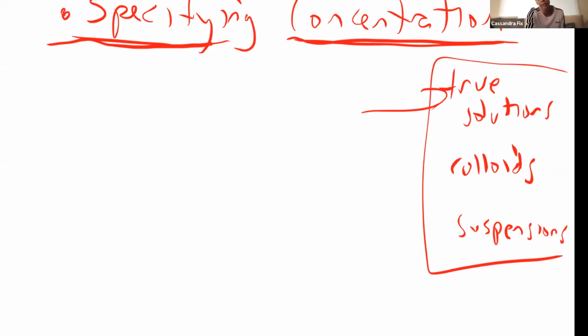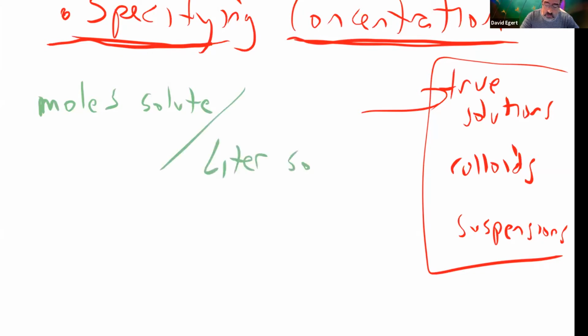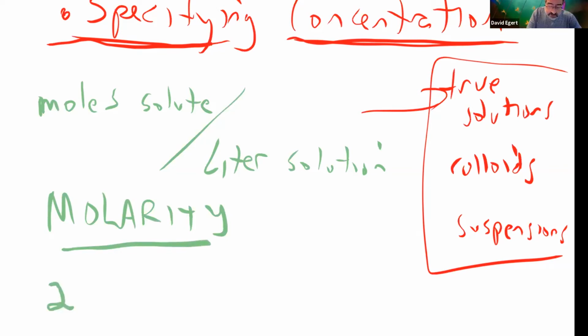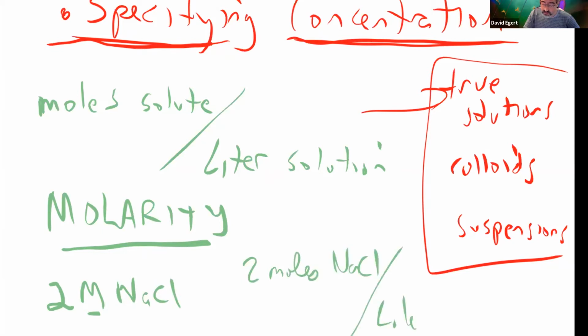Moles per liter. One of the major ways we do it in a science class like this is moles of solute per liter of solution. What's the name for that? Molarity. So if I say, and I usually use an underline, 2 molar NaCl, that just means I have 2 moles of NaCl per liter of solution.